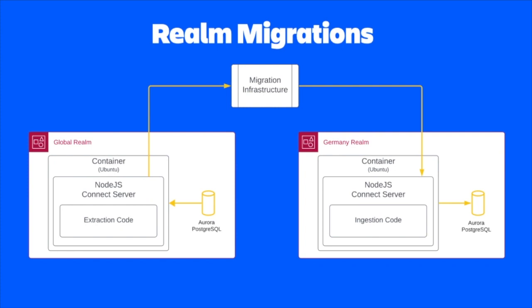And based on the data in scope that we discussed earlier, we'd need to extract all the information for a customer from our global realm and then move that over to our German Connect server database through some migration infrastructure. The migration process is actually initiated by Atlassian's migration service, which communicates with our global Connect server to tell us that a migration needs to take place.